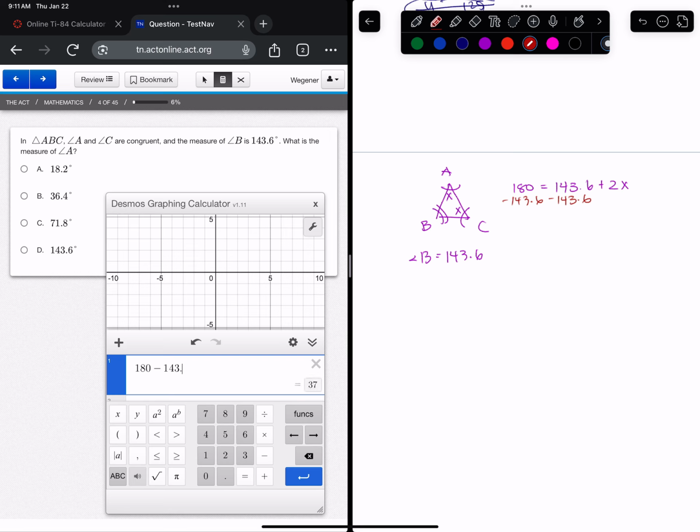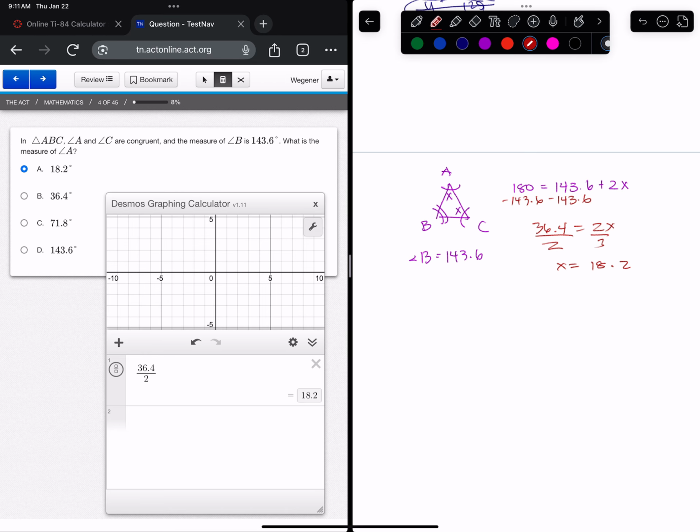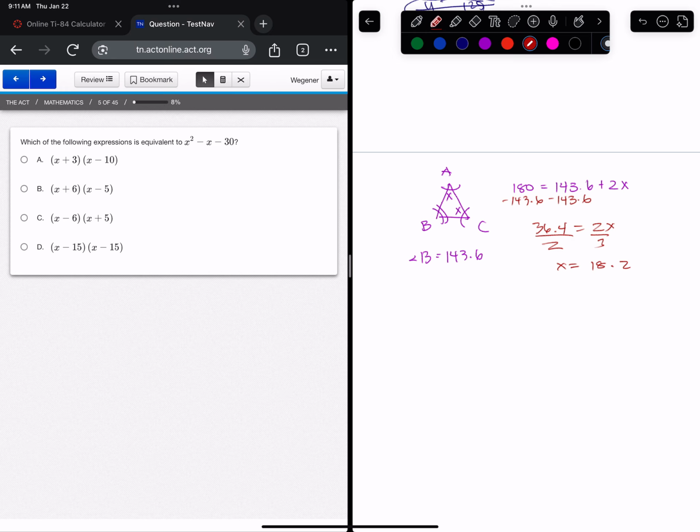So 180 minus 143.6 is 36.4. I want to divide 36.4 by 2 because I have two x's. So x equals 18.2, and that should be B. Okay. Let's move on to the next one.